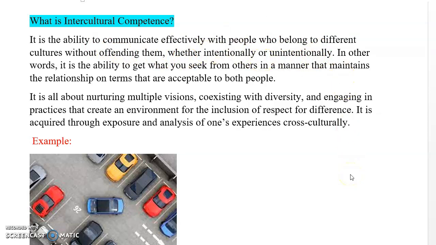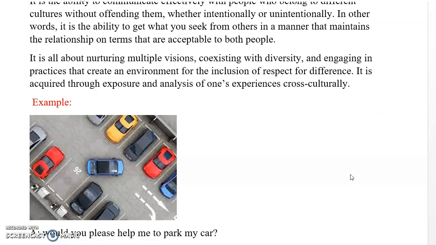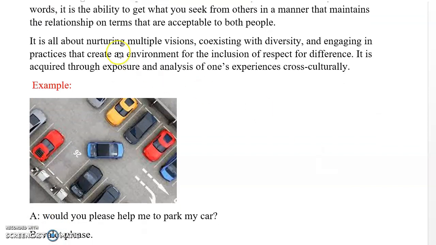In other words, it is the ability to get what you seek from others in a manner that maintains the relationship on terms that are acceptable to both people. It is all about nurturing multiple visions coexisting with diversity. This is the point. It is diversity.